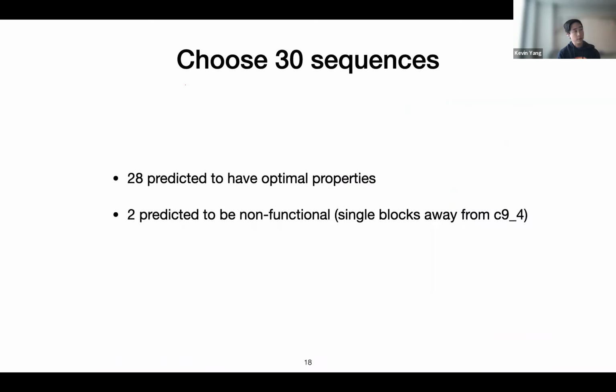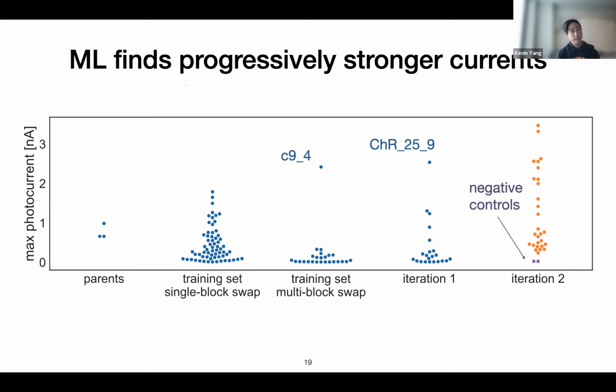So picking from that upper right-hand corner, we choose 30 more sequences predicted to have really strong currents, or really fast or slow off kinetics, or extremely red-shifted, as well as two negative controls that are single blocks away from a really good training point, but are predicted by the model to be very bad. You can see here the negative controls are indeed very bad. Everything else is pretty good. And we have a bunch that are over 3 nanoamps.